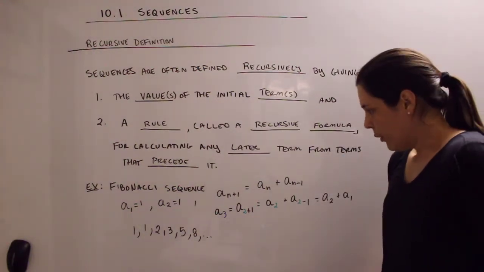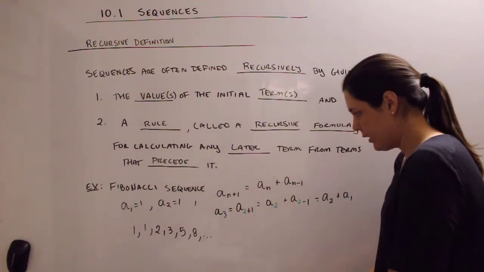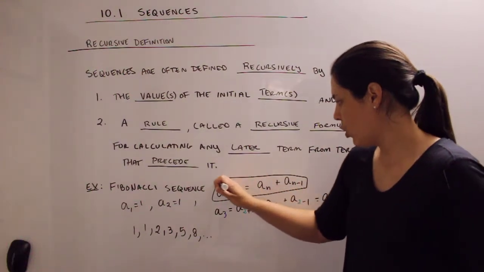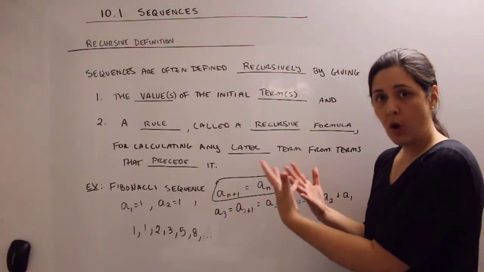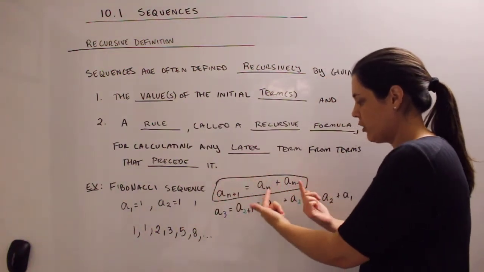So just to make it clear though, this is one particular sequence. They don't all have this formula. This is just for this sequence. This is its recursive formula or rule. But notice the whole point of showing you this is that you find later terms based on terms you've already seen in the sequence.